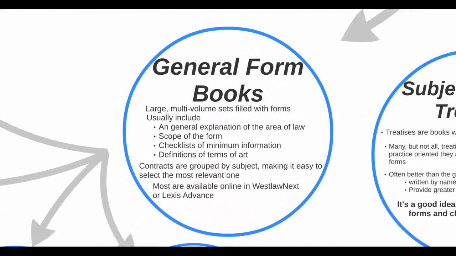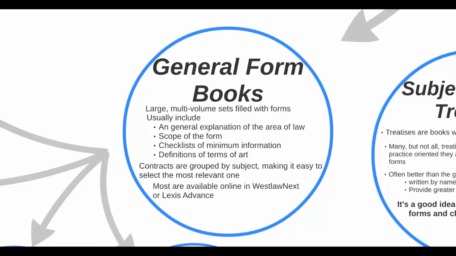General form books usually include a general explanation of the area of law. So for example, if we were working on adoption papers, if you turn to the adoption section, which would be topically in alphabetical order, it will open with a general explanation of the area of law. And this is usually a couple paragraphs, maybe a page, explaining adoption law.